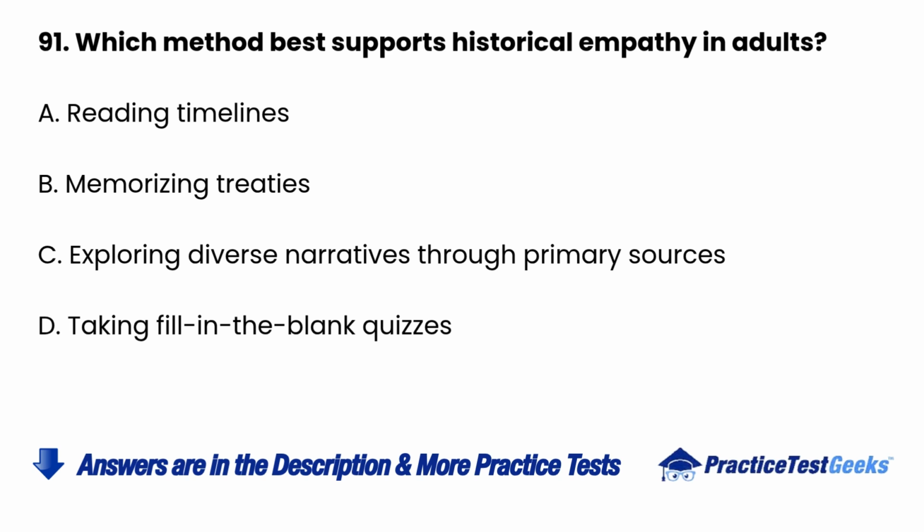91. Which method best supports historical empathy in adults? A. Reading timelines. B. Memorizing treaties. C. Exploring diverse narratives through primary sources. D. Taking fill-in-the-blank quizzes.